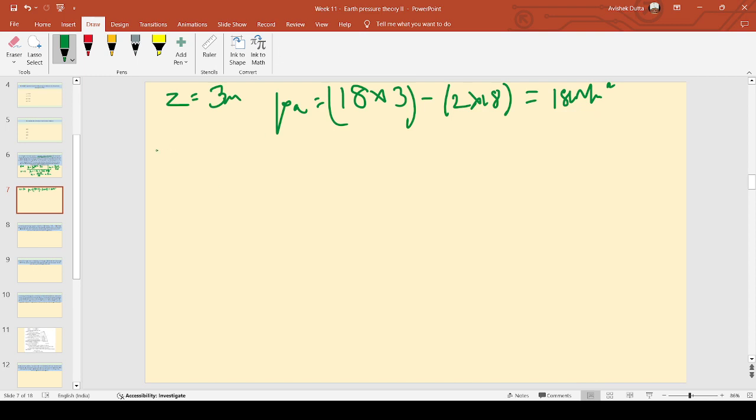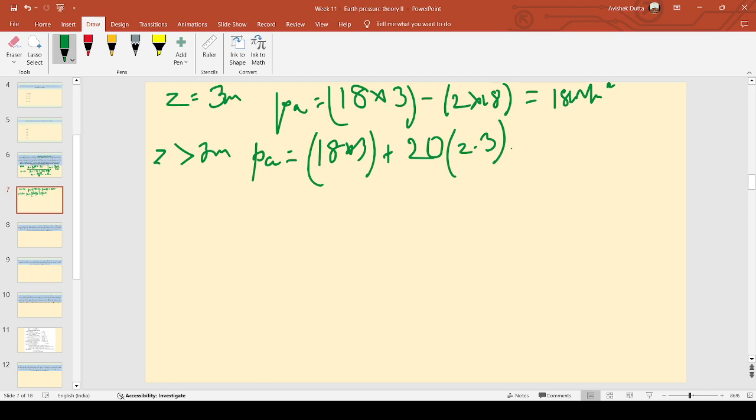If Z is more than 3 meter, what will we get? For the topsoil, we'll be adding this only 18 into 3, and for every Z more than 3, we'll be adding the bottom soil that has, I think, 20 kilonewton per meter cube. Yes, 20 into Z minus 3. We'll subtract the value of cohesion of the bottom soil, because at that time the topsoil will be acting as a surcharge. So 2 into 24 we will write, and that will give us an equation like this: 54 minus 48 is 6, 6 plus 20 into Z minus 3. This is the equation at Z more than 3.